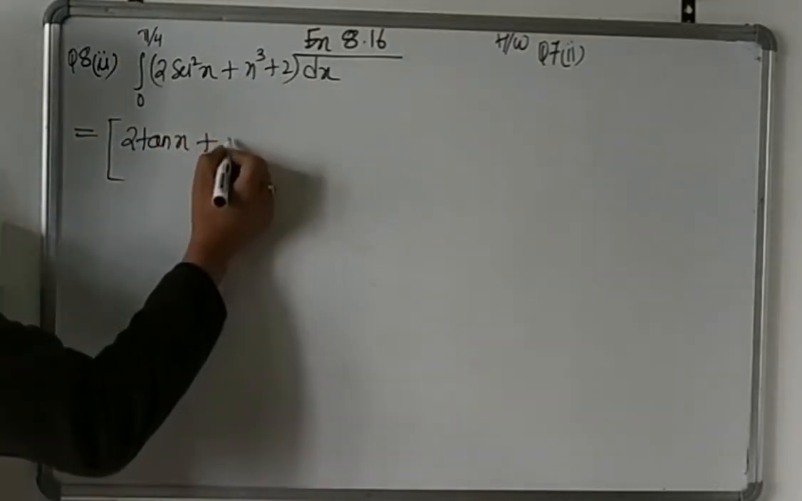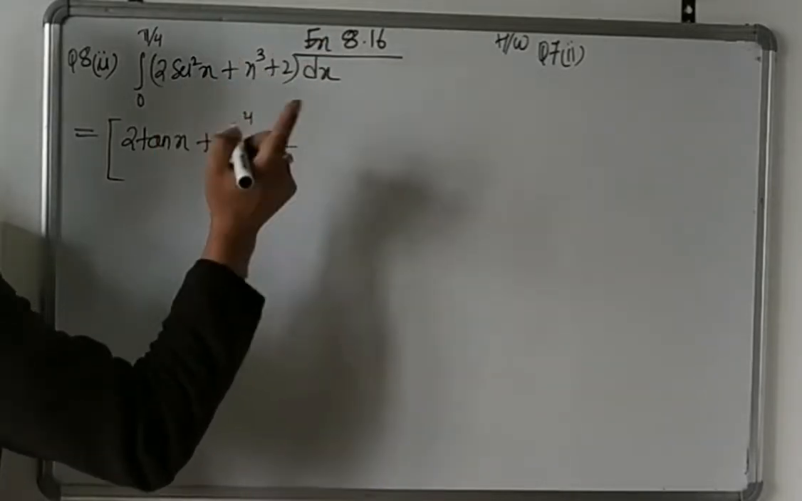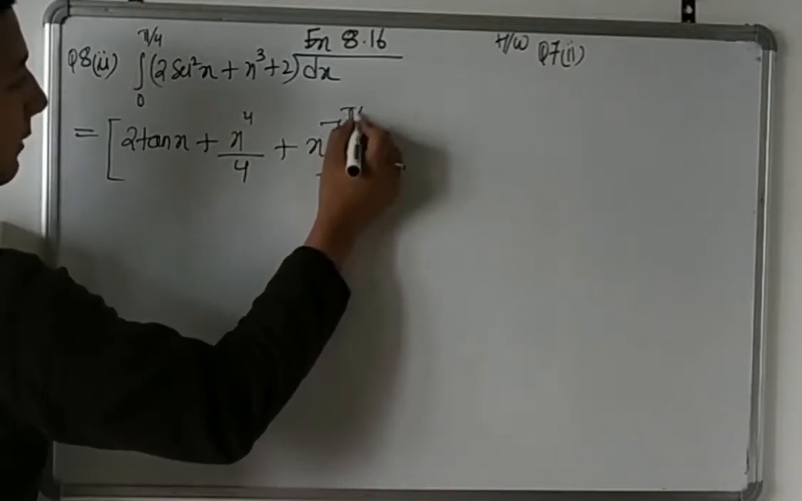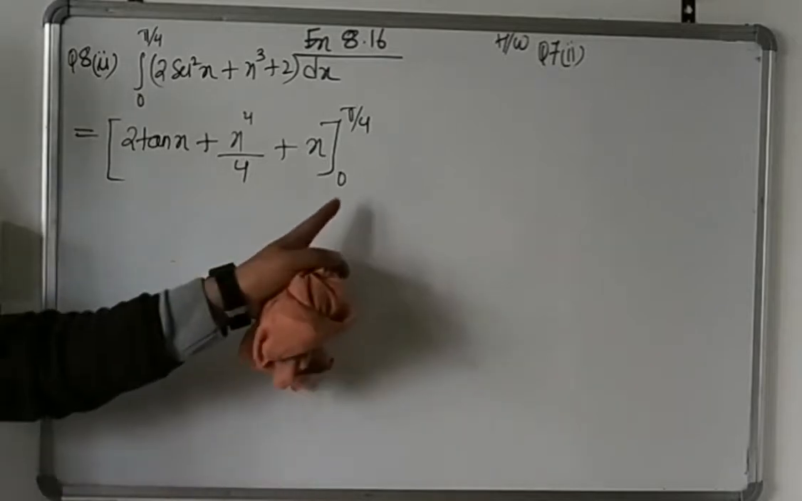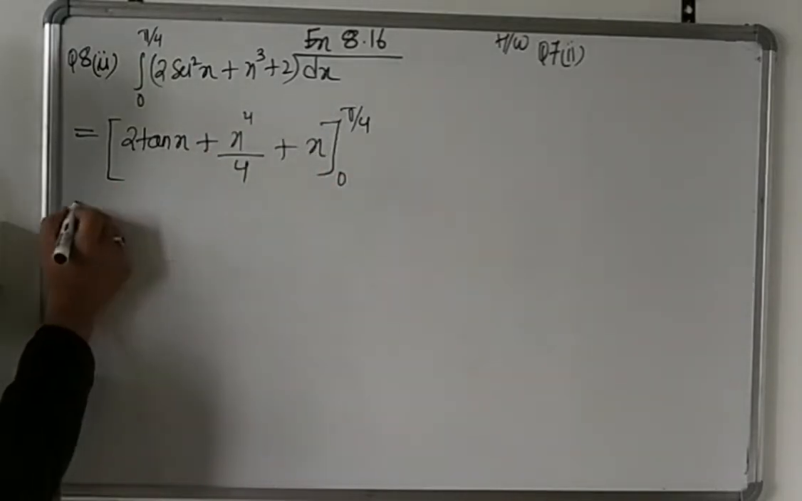Integration of x cubed is x to the power 4 by 4, plus 2 into integration of 1 dx, that is x. And it goes from 0 to pi by 4. So upper limit is pi by 4, lower limit is 0, okay? So when you put 0, everything is 0, and when you put pi by 4, it changes, isn't it? So let's start with the upper limit.